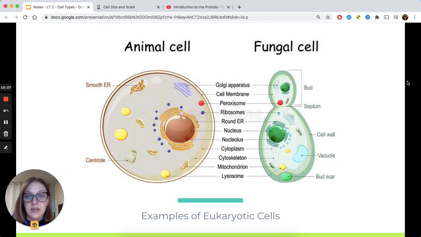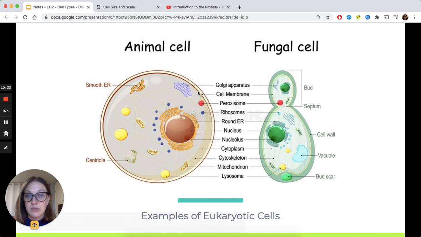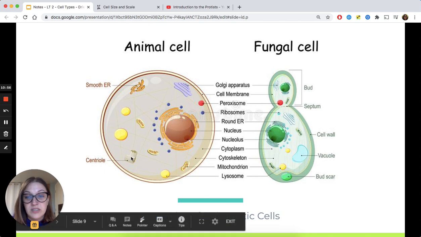But if we were to look at the structure a little bit more in depth, here's an example of an animal cell, a general example. Not every animal cell looks like this. But again, one of the defining characteristics of these eukaryotic cells is that they have the nucleus, which contains and stores and protects the DNA inside of it. They also have organelles such as the Golgi apparatus, the endoplasmic reticulum, both smooth and rough. We've got mitochondria that do different jobs, and then we've got lysosomes, centrioles.